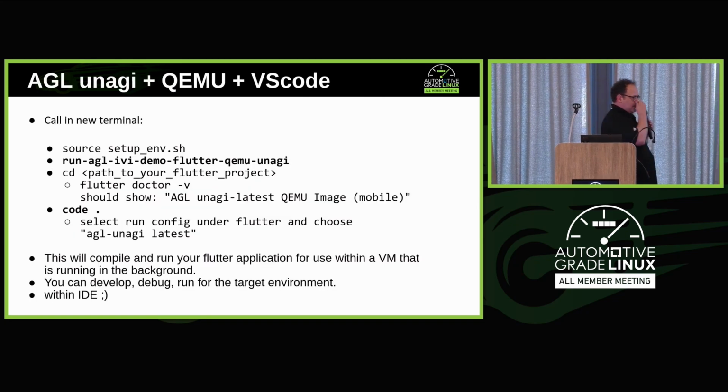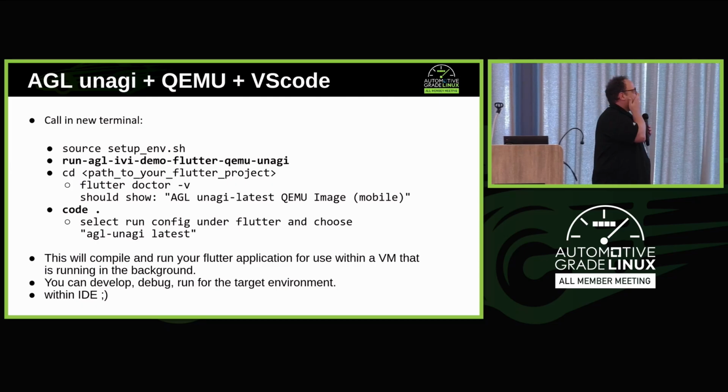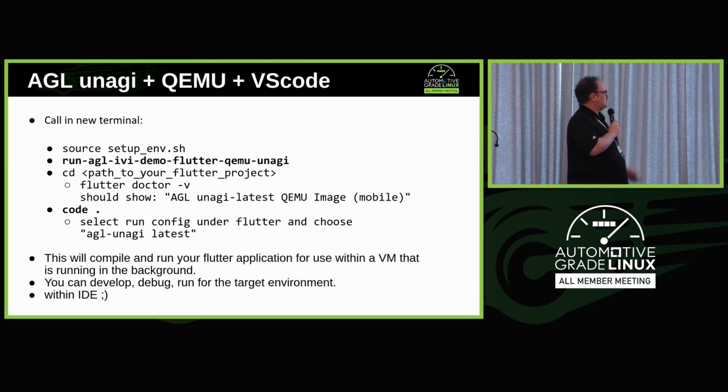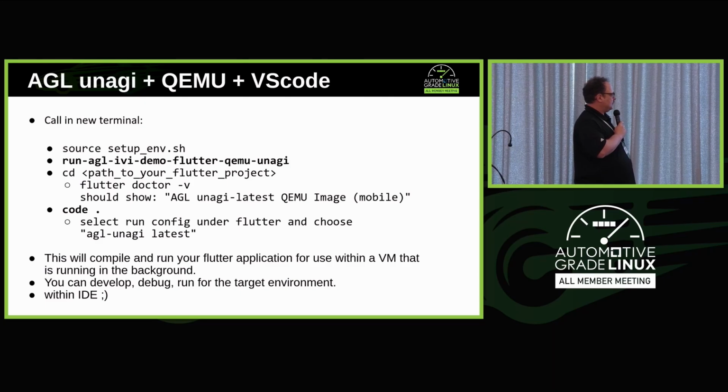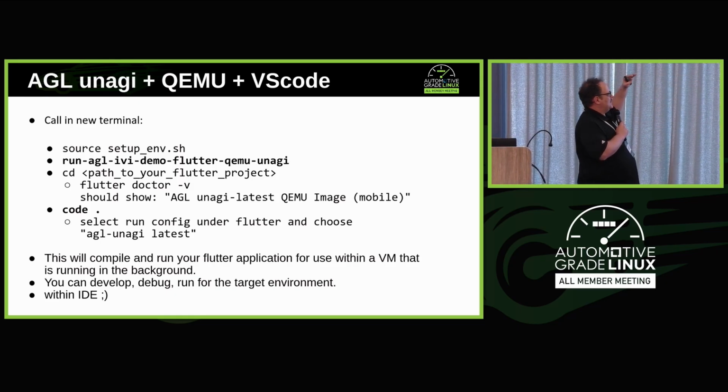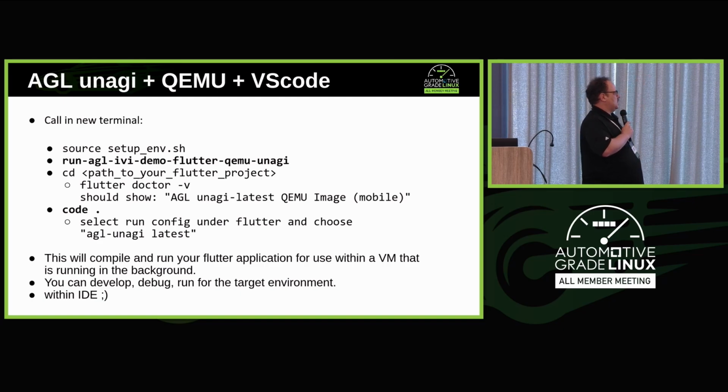Now, one step further, we do the same, but now we can use Visual Studio Code. This works in the same way, right? Source the setup environment, run the QEMU in the background, and then we switch to Visual Studio Code.